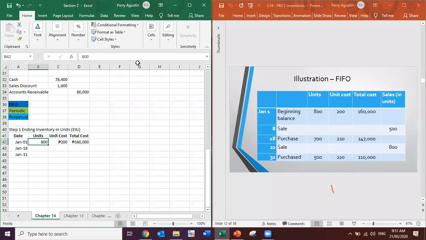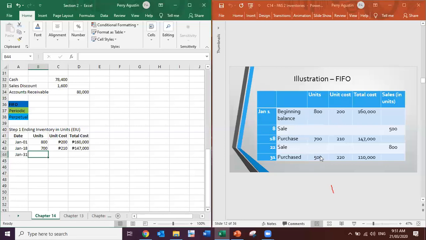So now we get the information from January 18 as well. So 700, we're just going to do the same. So that would be 210. Again, we multiply the two. So 700 units times 210 pesos. So the total cost of the 700 units is 147,000 pesos.